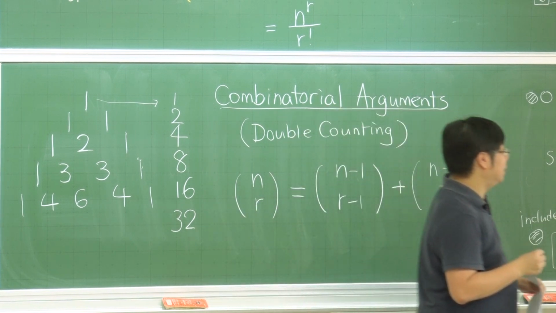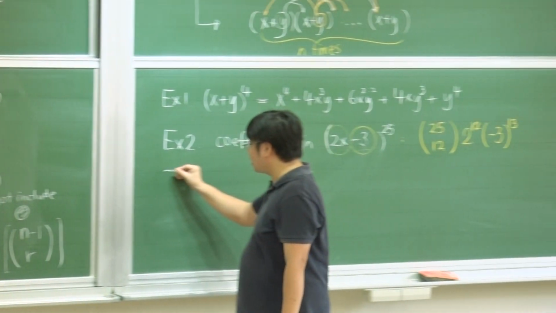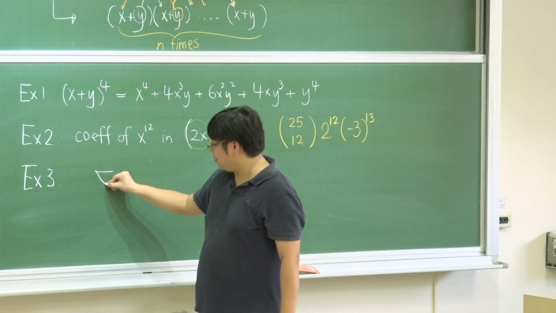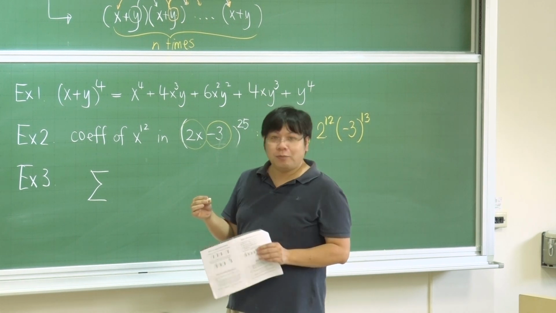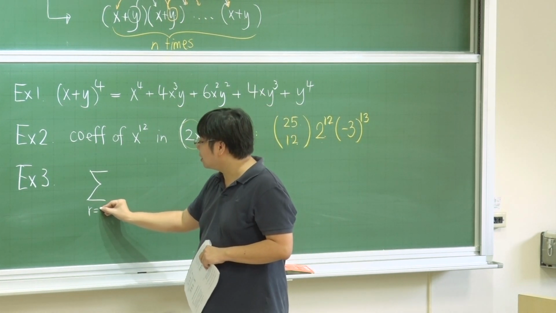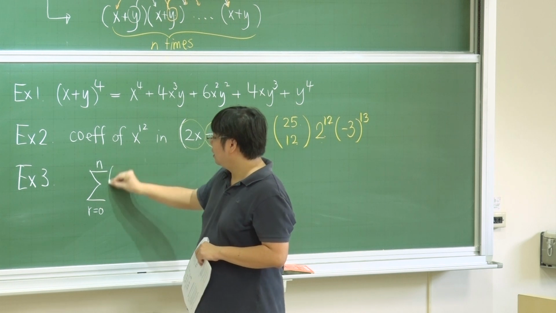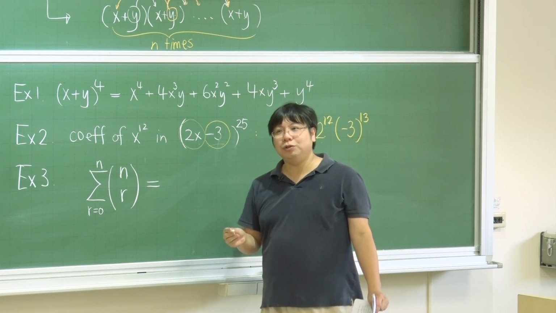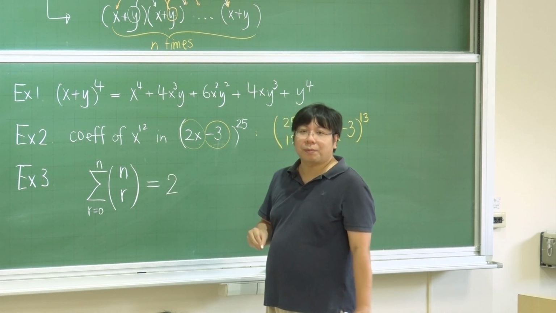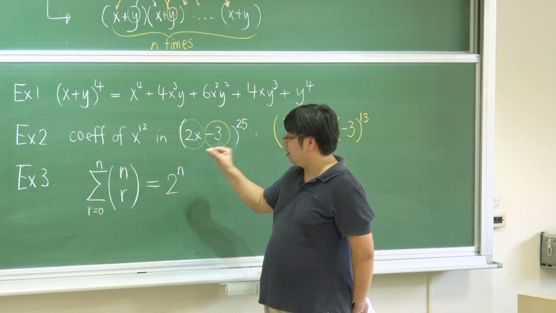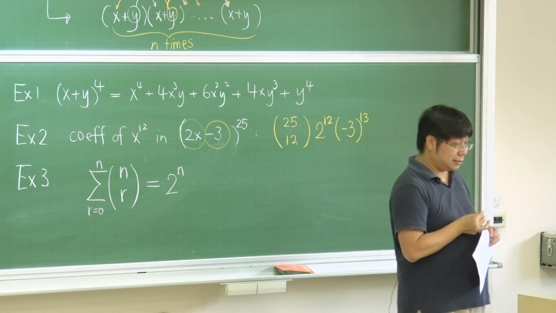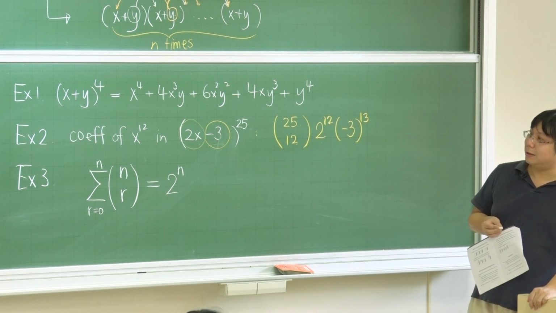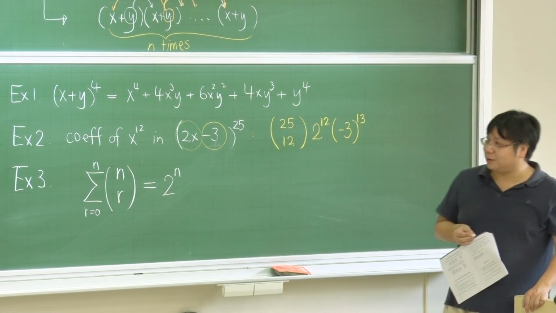So what are we saying? Exercise 3: we want to find out, if you sum all the terms in the same row, that is, the sum for r equal to 0 up to n of n choose r, we want to show that it is exactly equal to 2 to the power n. Is that okay?